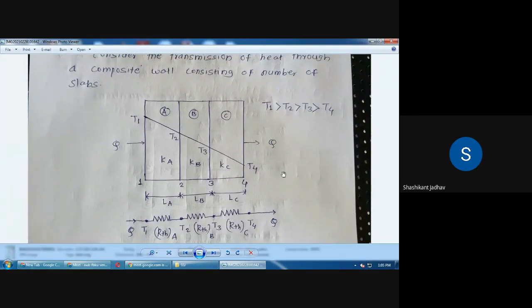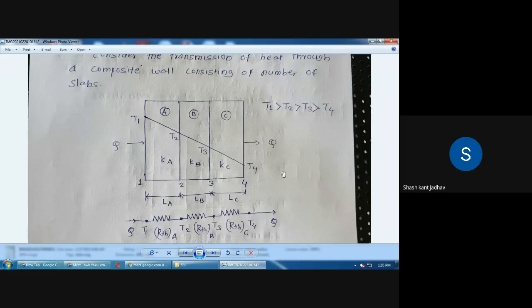Okay, draw this diagram. So there are three layers. First layer is A layer, second layer is B layer, and third layer is C layer. So we know that for the plane wall, heat distribution is linear. So temperature is changing with respect to thickness in a linear form. So from T1 to T4, the temperature is changing linearly. So T1, T2, T3, and T4.